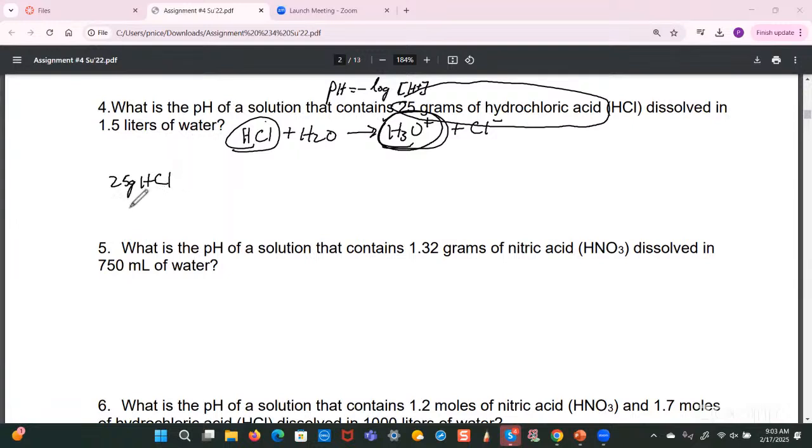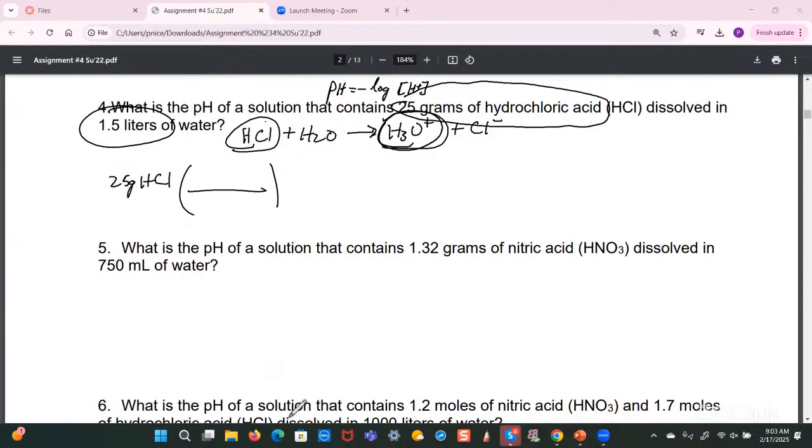Okay, so again, I ask the question. You're starting off with 25 grams of HCl. So what would you do with this 25 grams of HCl and also the 1.5 liters of water to determine the pH? Let me give you a hint. You have to use the conversion factor right there. Moles. Convert to moles, right? So you need a molar mass of HCl.